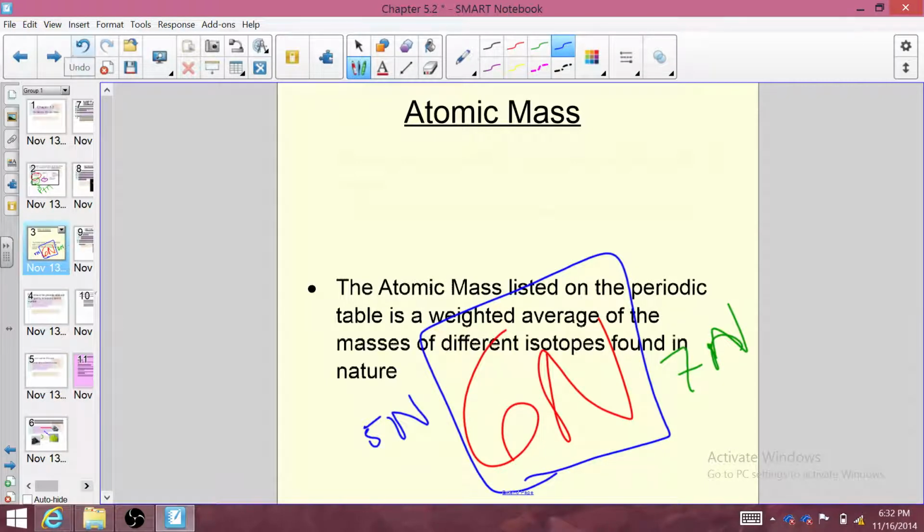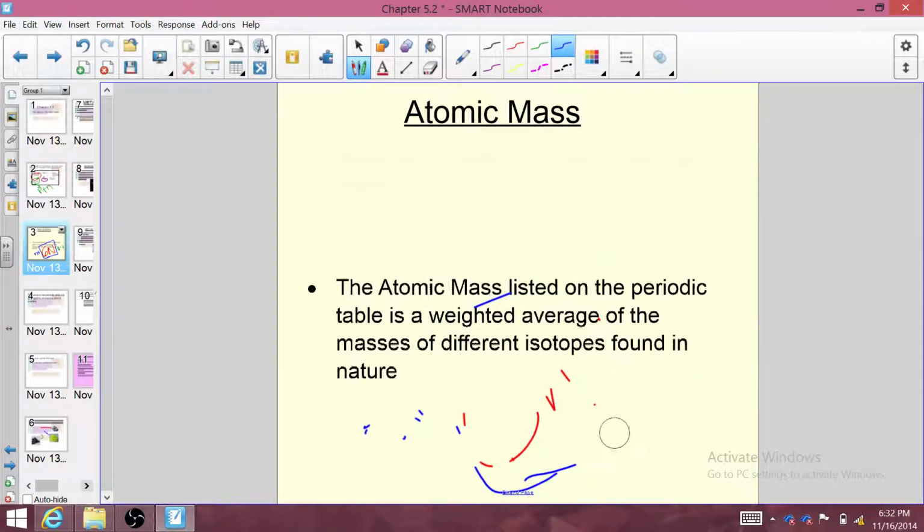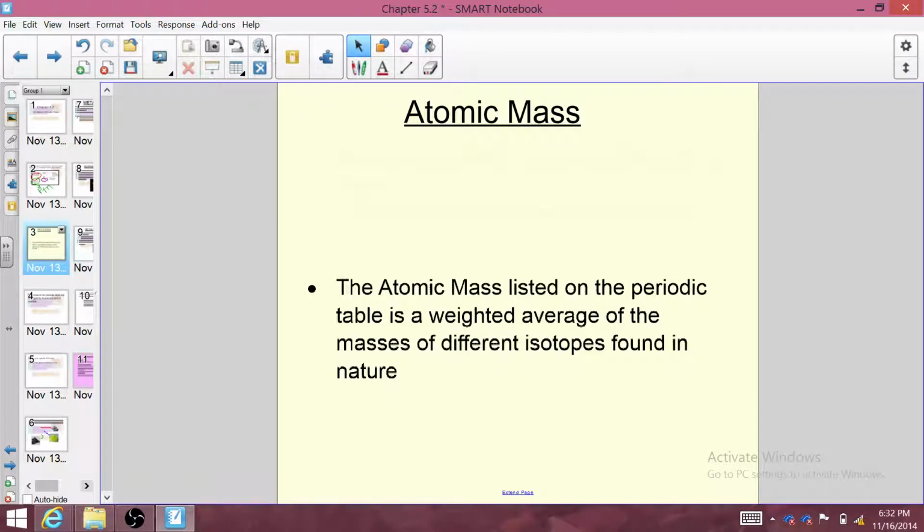That's why when we look at the atomic mass on the periodic table, it's often not a whole number, and we need to round in order to figure out exactly how many protons and neutrons there really are inside those atoms. Now, when we talk about atomic mass, it's not just about the number, it's also about the units.